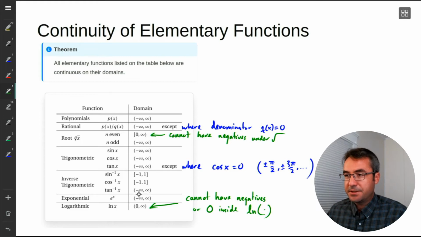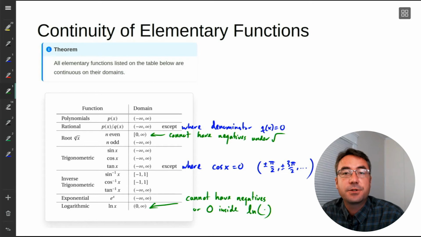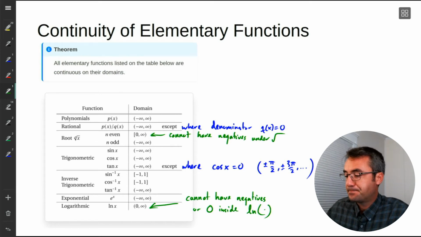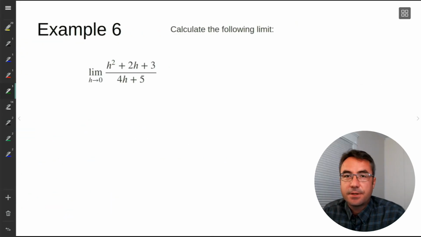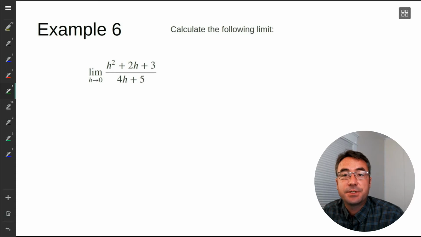All right, so all of these elementary functions, the building blocks of the functions we look at, are continuous on their domains. All right, so let's look at example 6. We have the limit of (h squared plus 2h plus 3) over (4h plus 5) as h goes to 0. Let's calculate this limit and provide some justification based on the continuity of this function.